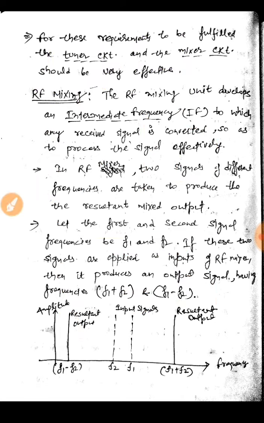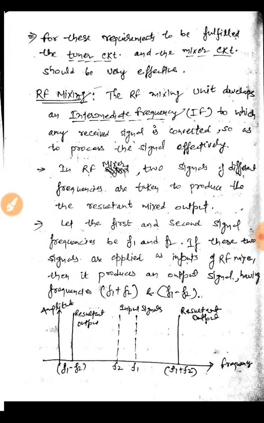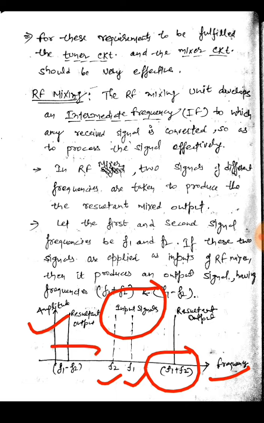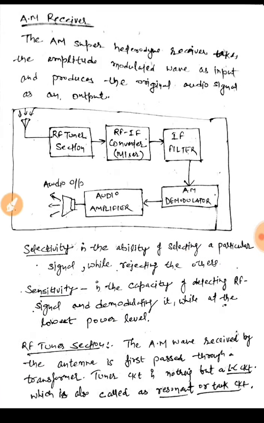In the frequency domain it would look like this. Here this is the amplitude axis and this is frequency. These are our input signals f1 and f2, if f1 is greater than f2. So the resultant output of the RF mixer would be f1 plus f2 and f1 minus f2. This is how we can represent them in the frequency domain.